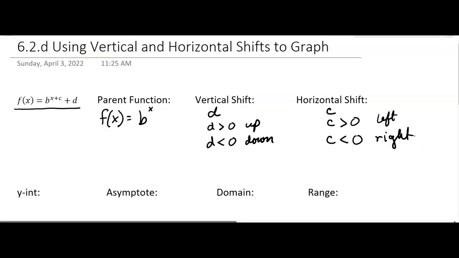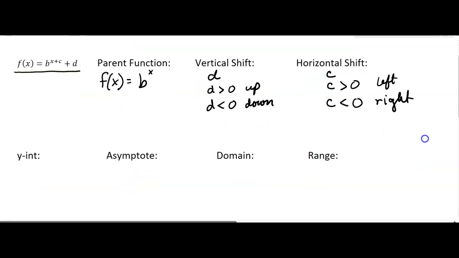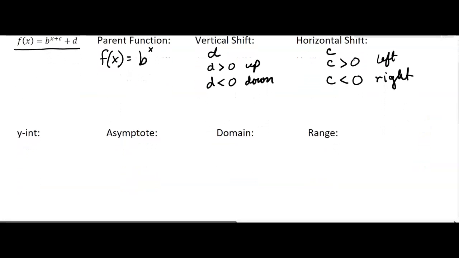Okay, so that's a little bit different than some of the quadratic transformations we were doing. But this is the form they've chosen, so we're going to support that. I mean, they could have written it x minus c, but they didn't. Okay. Where is the y-intercept?